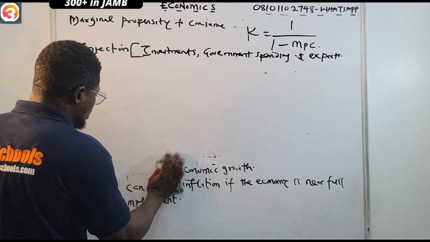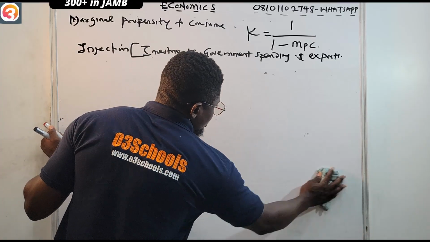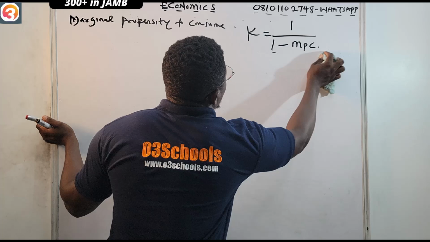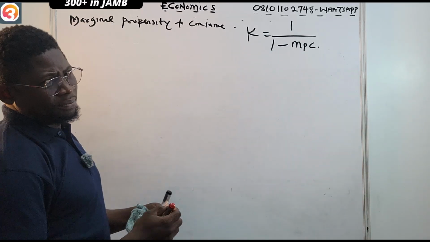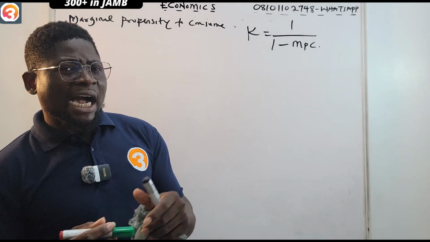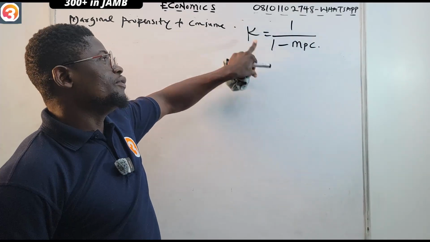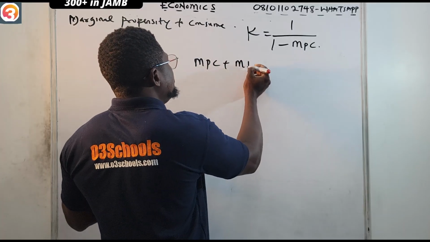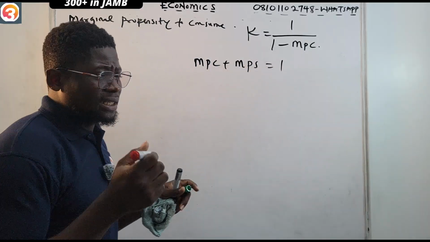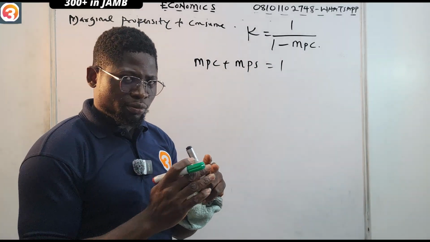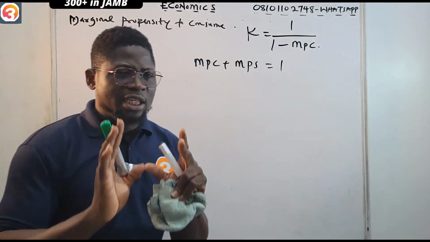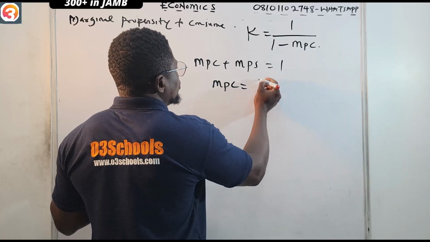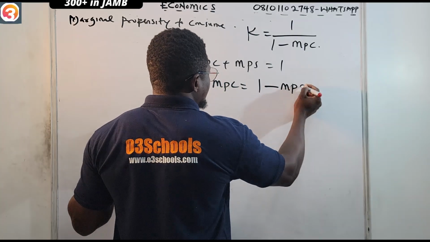Now let us quickly focus on the calculation. Because of the calculation, that is why I need the space. So these injections, take them off. How do we arrive at this formula? Before we talk about that, we know that K is 1 over 1 minus MPC. We also know that MPC plus MPS is equal to 1. Remember from the last class that marginal propensity to consume plus marginal propensity to save is equal to 1. So MPC will be equal to 1 minus MPS.